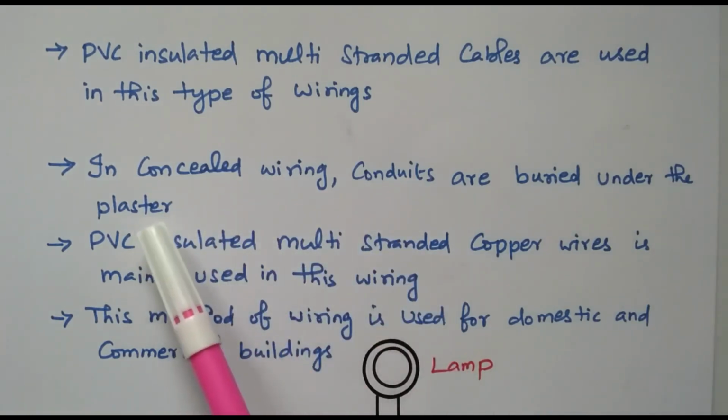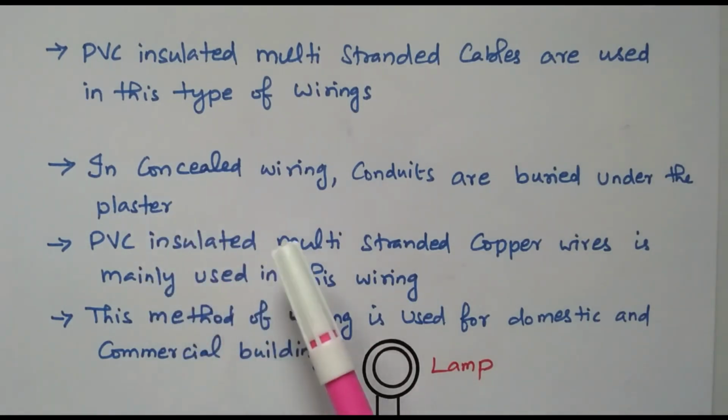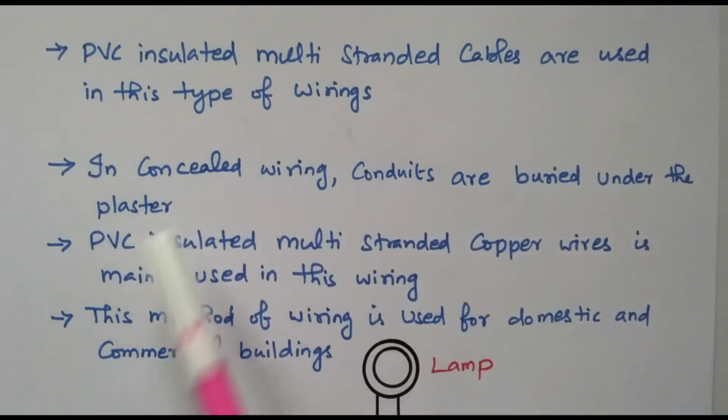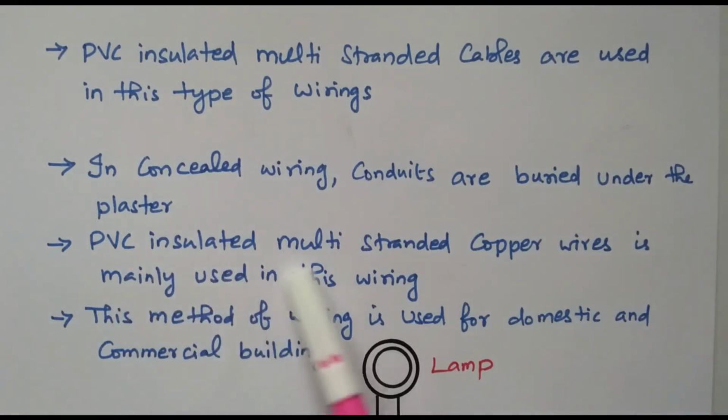Nowadays we are placing the PVC pipe inside the wall. Only the switchboard will appear. All the wiring is available inside the wall. Contacts are buried under the plaster. PVC insulated multi-stranded copper wire is mainly used for this wiring. Copper wire.